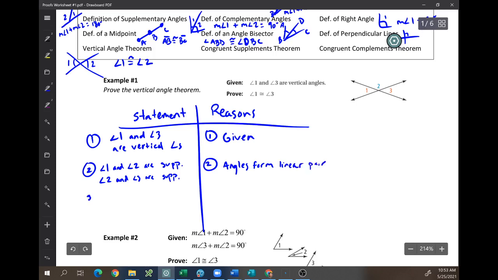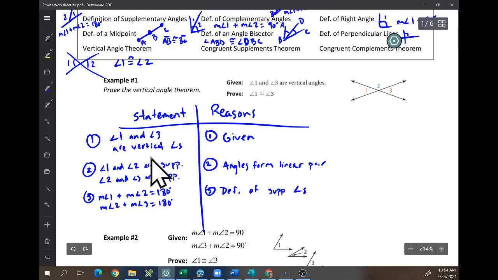So then from there, I could say that the measure of angle 1 plus the measure of angle 2 equals 180 degrees. And I could also say the measure of angle 2 plus the measure of angle 3 equals 180 degrees. And this would just be the definition of supplementary angles, right? The definition of supplementary angles.